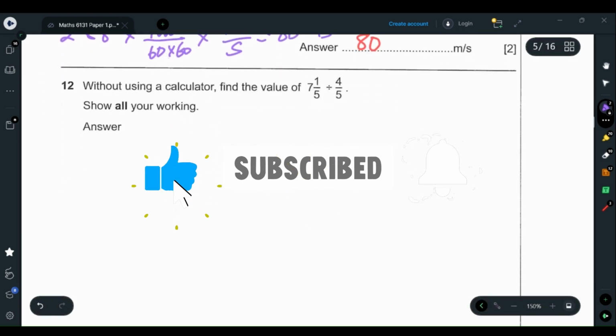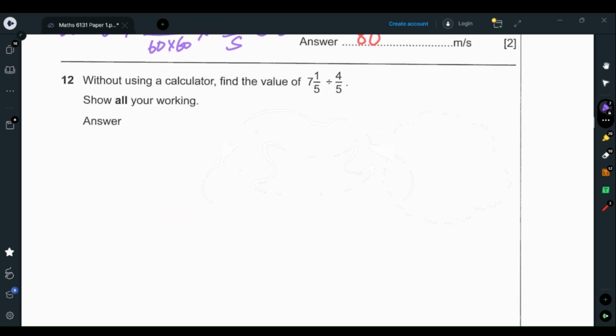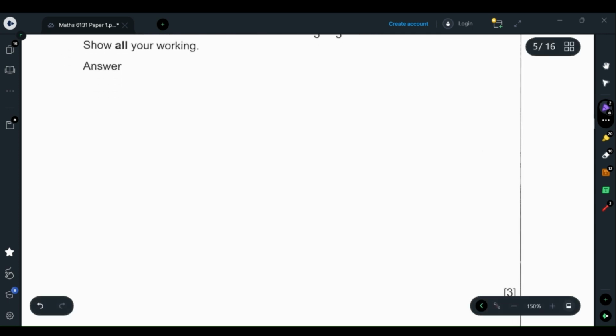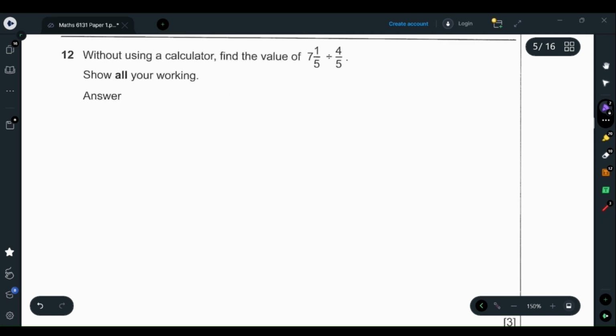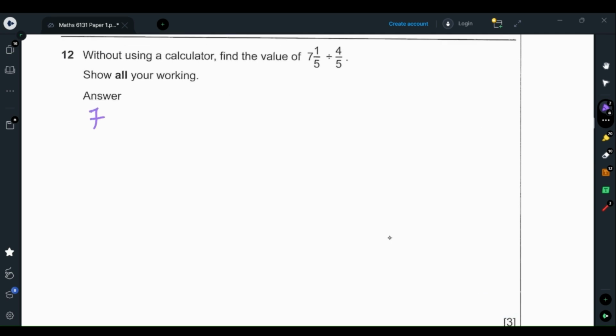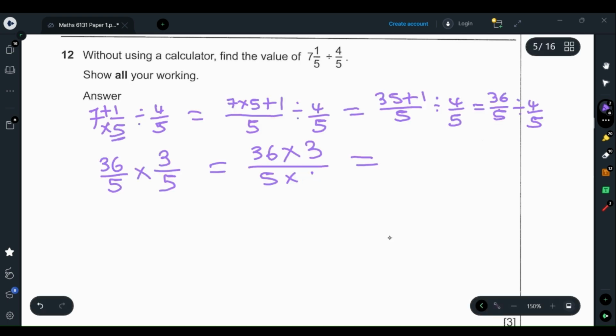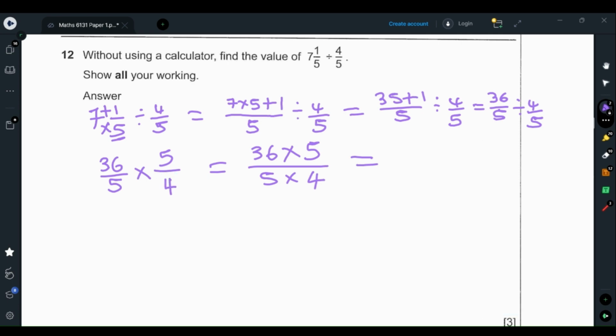Greetings, question 12 it is. Without using a calculator, find the value of 7 and 1 over 5 divided by 4 over 5. Show all your working. So this one is 3 marks. Go ahead and do it. 7 and 1 over 5, this will be 4, this will be 5, 5 over 4. Yes.